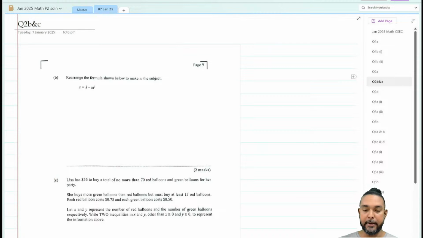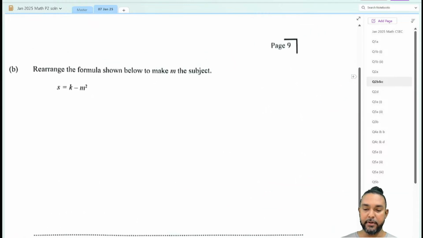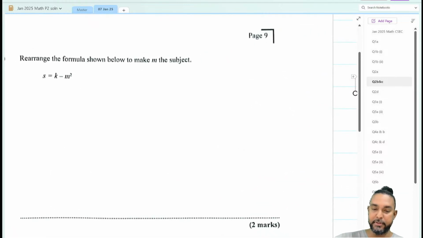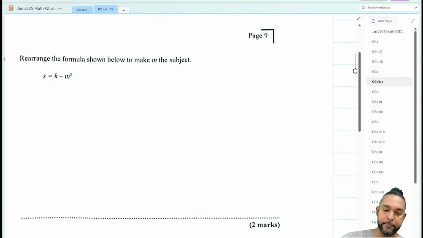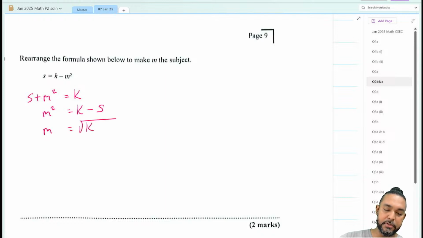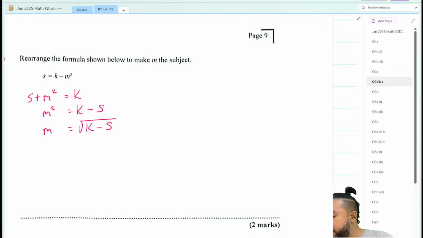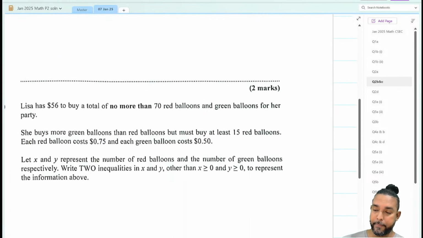All right. Okay. Rearrange the formula to make m the subject. So basically, they wanted to transpose for m. First thing I would do is add m squared to both sides of the equation. Then I would subtract s. And then I would square root both sides of the equation. Okay, cool. That's that one.